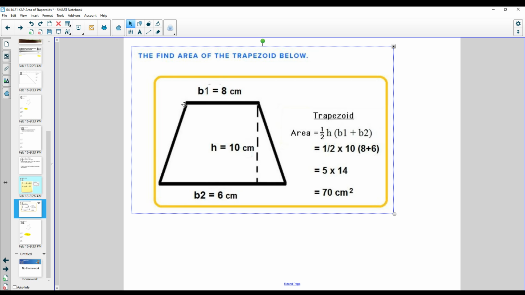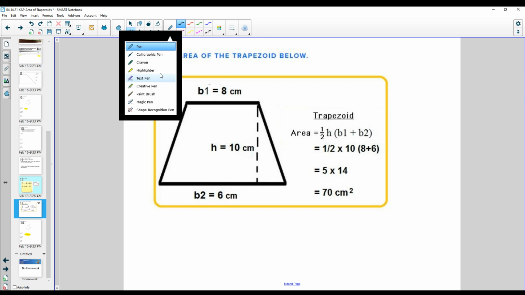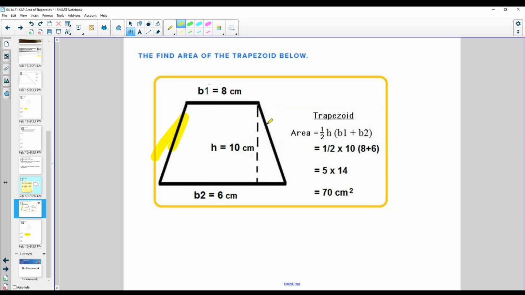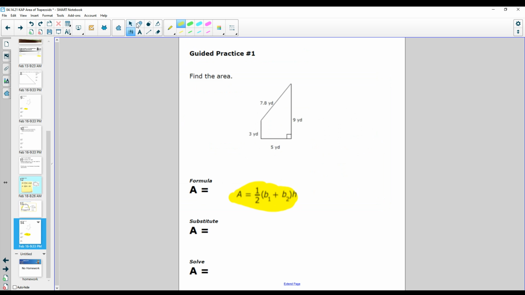Notice that these, let me make sure you understand, these cannot be the height. A height has to go vertical. So there are several ways you could have done it. You could do half of the height. Half of 10 is 5. 5 times 14 is 70. That's one way to do it. What some people do is add up the two bases, 14, times the height, 10, which is 140, and half of that is 70. It's your preference.